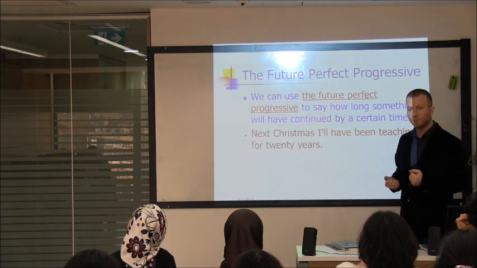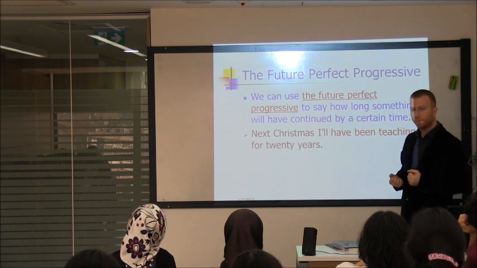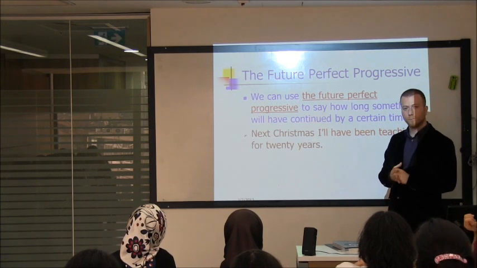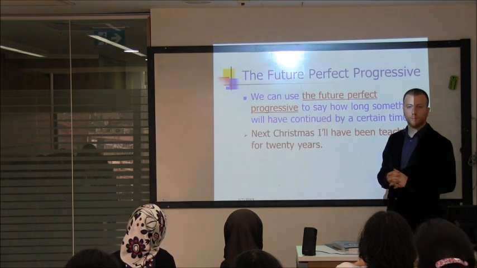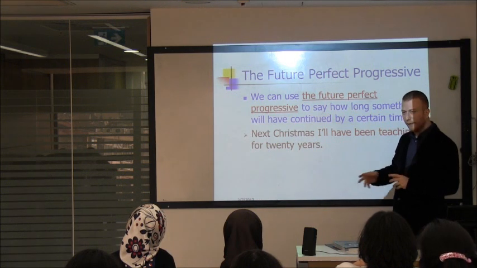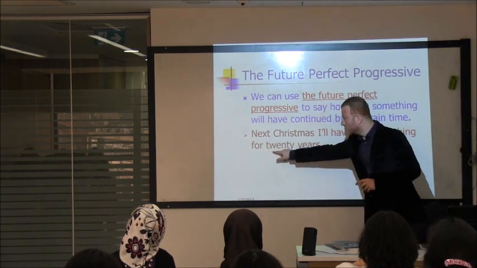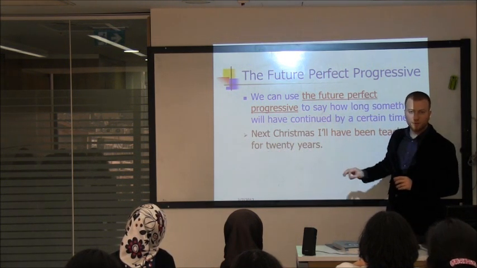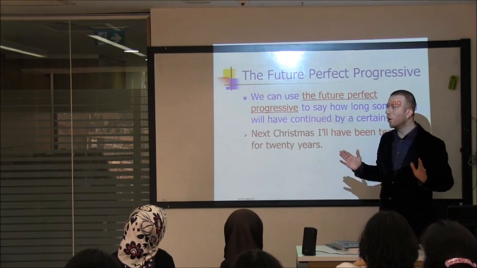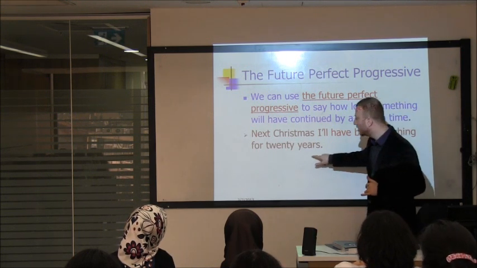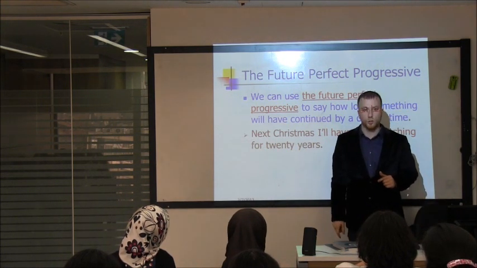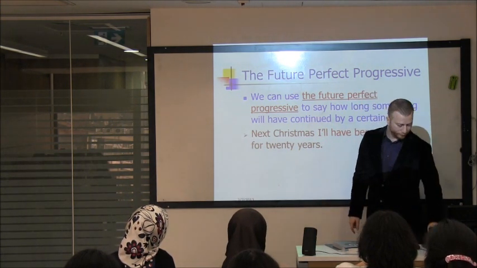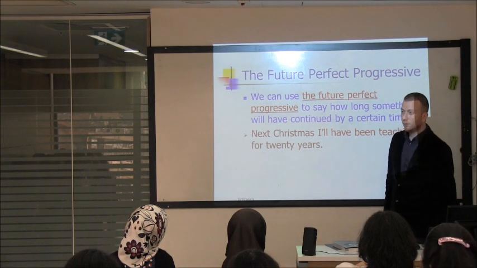Mehtap? In future perfect, it's completed. And in progressive, it goes on, and here is the focus: the answer of the question, how long? The length of time. You cannot see the length of time in the examples of future perfect. This is the main difference.